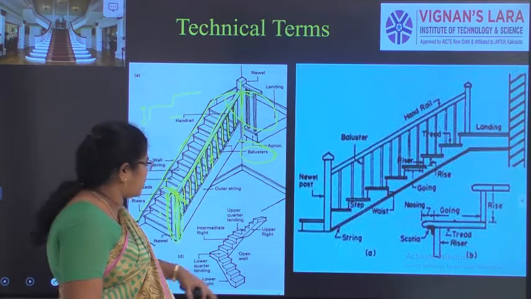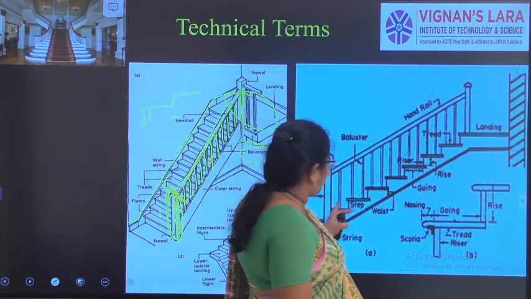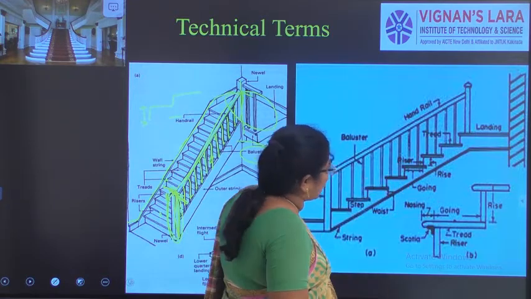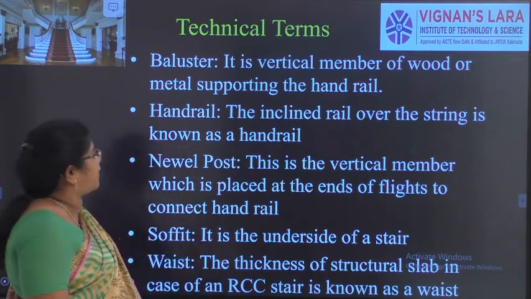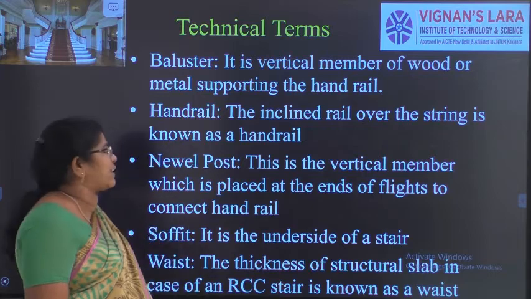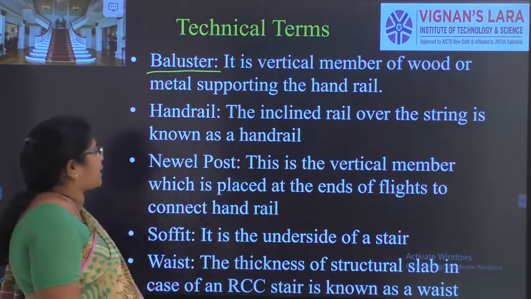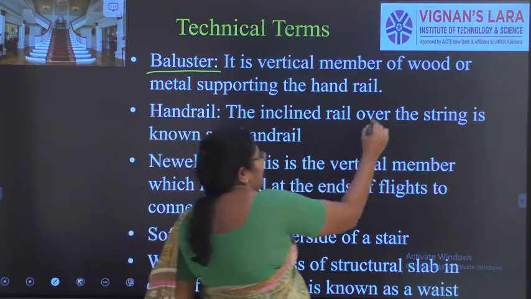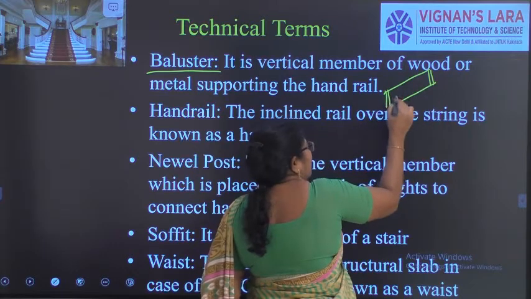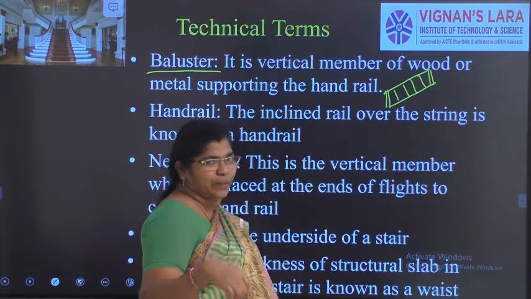Okay. So the next one I have to show you is the newel post, step, waist, going, rise, all the things are there. Okay. So next we will now see the technical terms that are associated with steps or staircases. A baluster is nothing but a vertical member of wood or metal supporting the handrail. So if the handrail is from here to here, right? This part we call a newel. In between there will be several vertical members that support the handrail.